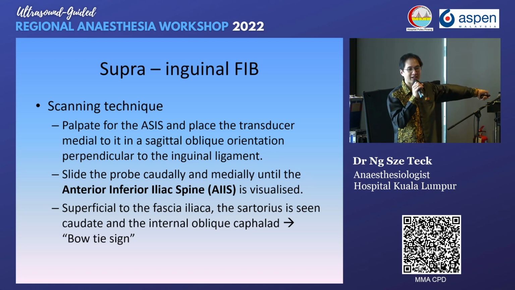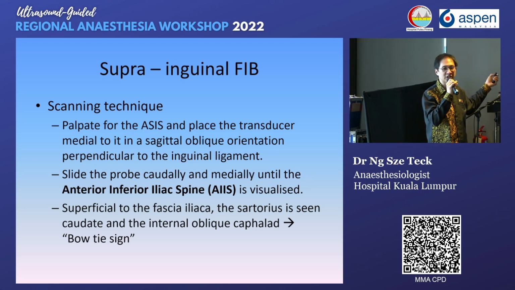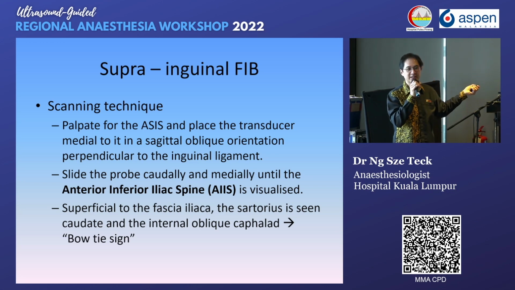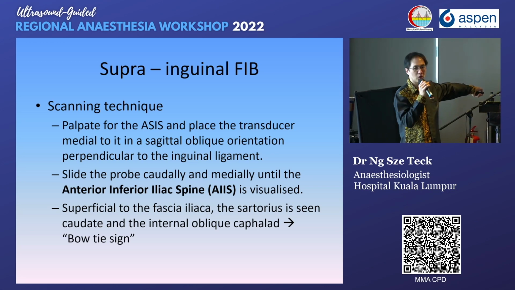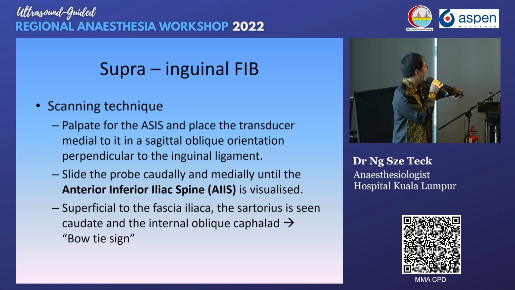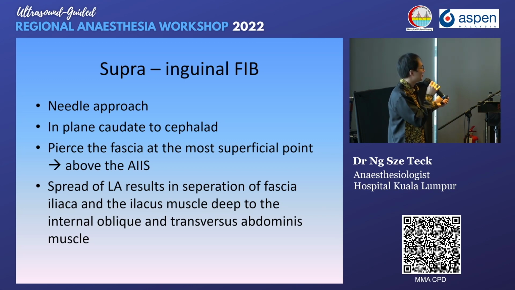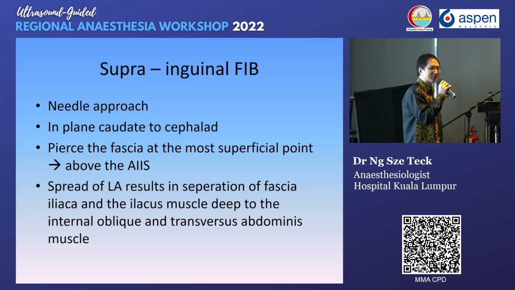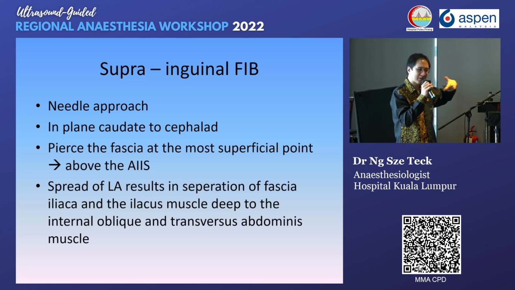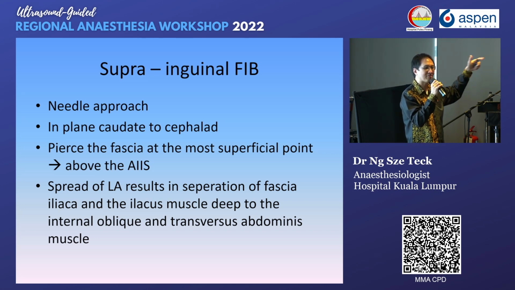So how to differentiate? The anterior superior iliac spine is very superficial, it's near the skin. The anterior inferior iliac spine is lower, deeper at the muscle. Then you identify the bow tie sign. Okay? This is where we use in plane. This one we use a caudad to cephalad injection because we want the spread to go up.